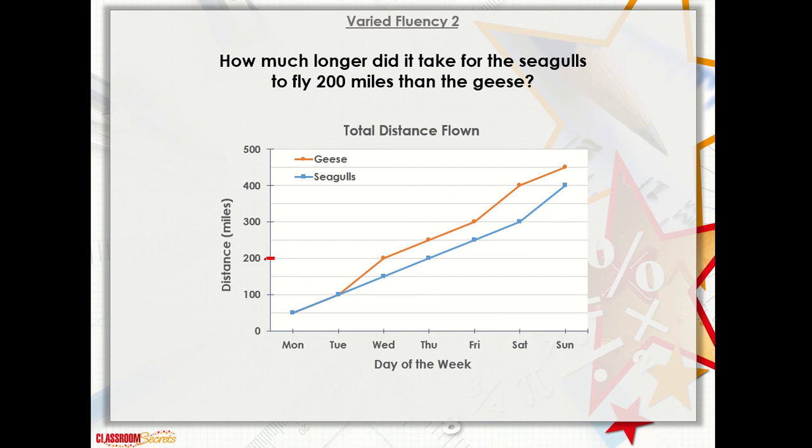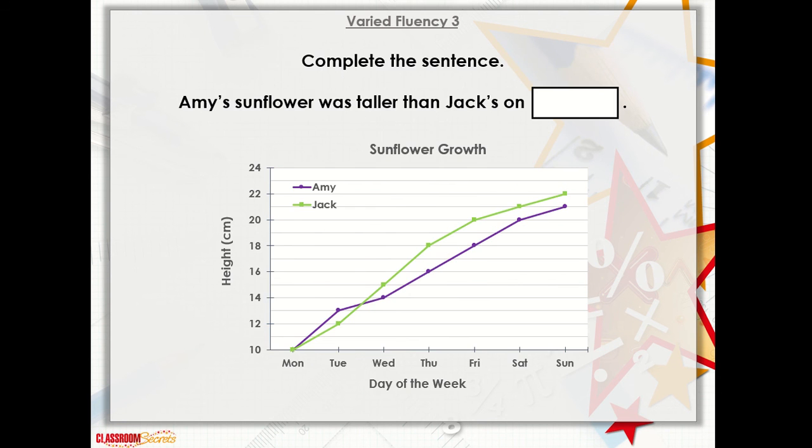So I'm looking here. And if I trace across and I find where I hit the line, that's the orange line and that's the geese. So it took the geese till Wednesday to fly the 200 miles. What about the seagulls? Well, again, if I trace across from 200 miles, and when I hit the blue line there and go down, now it took the seagulls till Thursday. So it took them another day to get there. And there's my answer. Let's have a look at the next type of question.